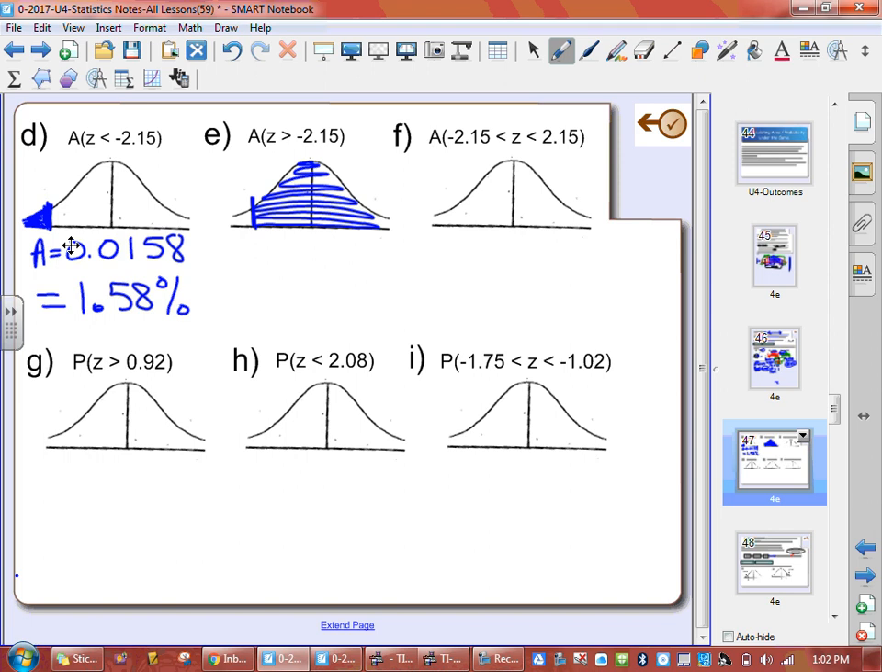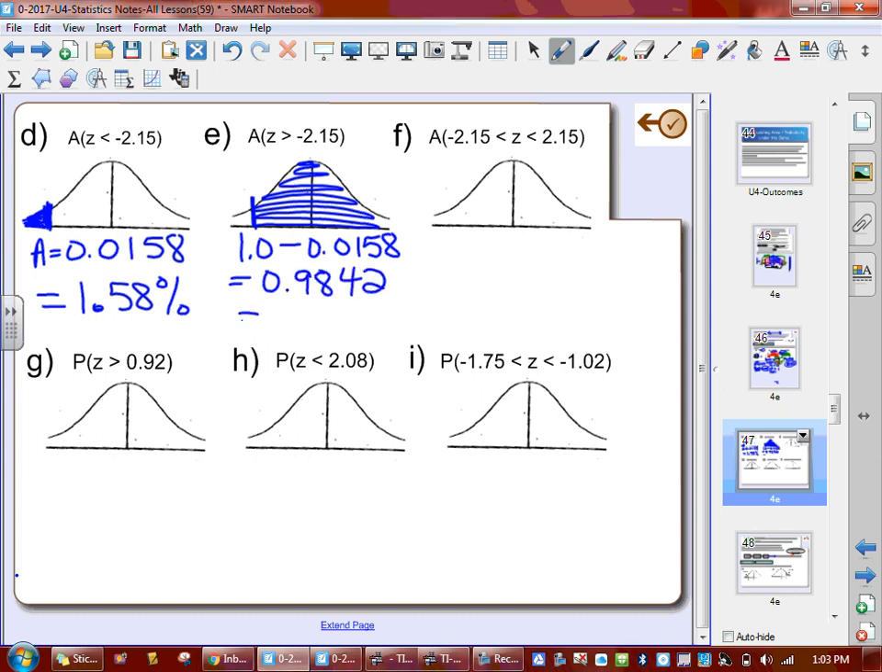So if I want to find this guy's area, I'm going to take 1.0 and subtract the area from this guy, 0.0158. Now we can put it in our calculator, and I'm going to show you how to do that in a moment. Now when we do that, we're going to get 0.9842. And our calculator is going to give us that exact same number in a moment. So that's going to give us 98.42% of the data.